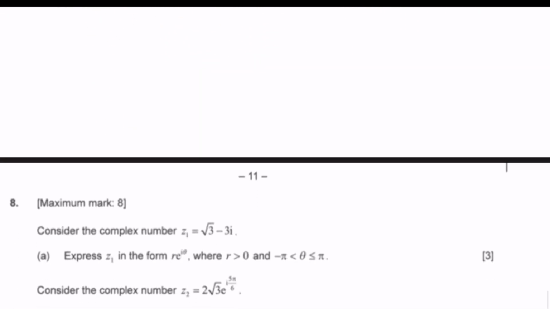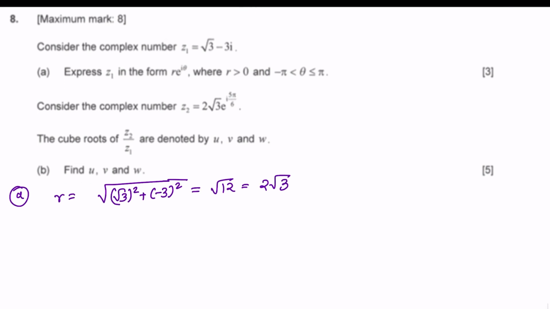That's all about question 7. Let's move on to question 8. They have given us a complex number z1 equals root 3 minus 3i. We have to express z1 in the form r e to the power i theta. So r would be the square root of root 3 whole squared plus negative 3 whole squared, which gives me root 12, which is 2 root 3. Done. Now we have to find the argument, or theta.